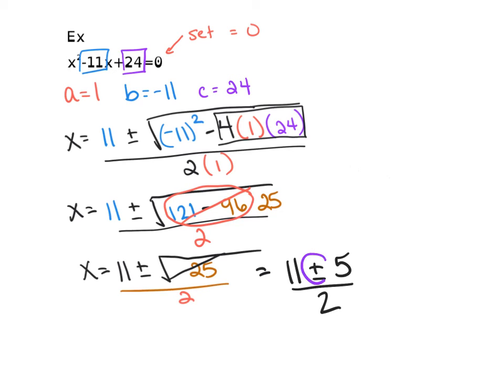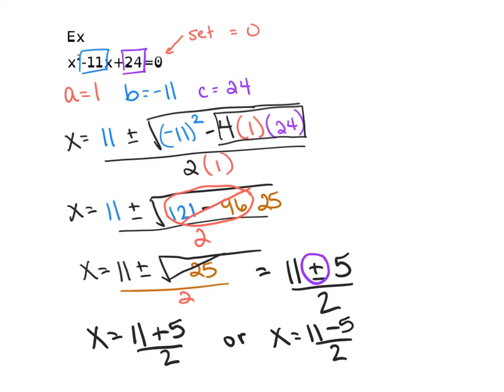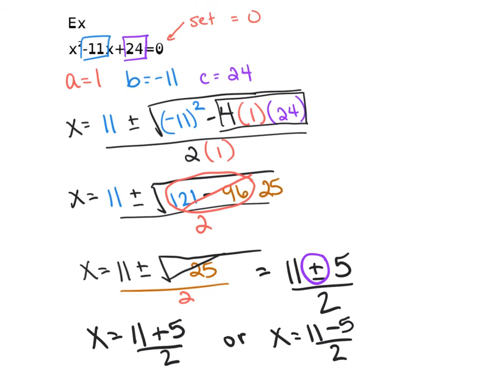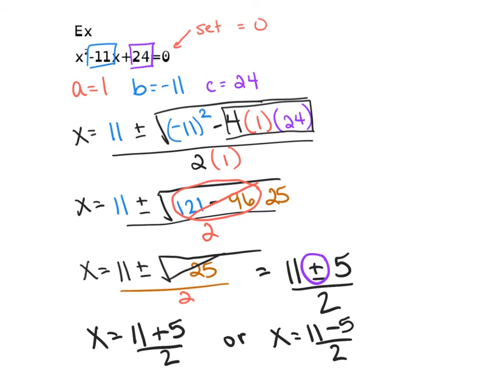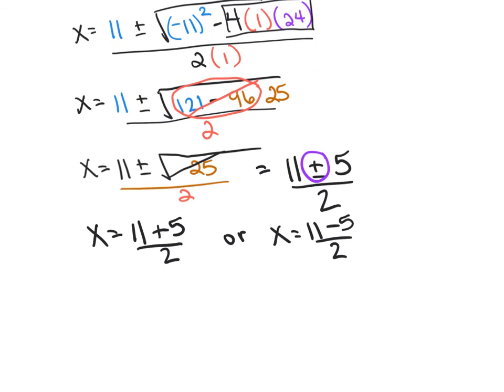Now, this plus or minus means I have two solutions. And here's how I'm going to write those. x is equal to 11 plus 5 divided by 2, or x can be equal to 11 minus 5 divided by 2. And when I do this, I can see my two solutions are going to be 11 plus 5, which means that x is equal to 16 divided by 2, which is really equal to 8, or 11 minus 5, which is 6 divided by 2, or is equal to 3.